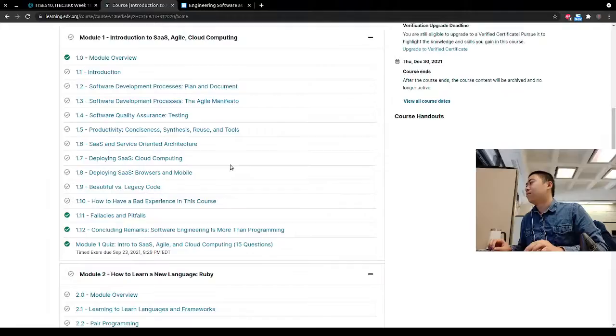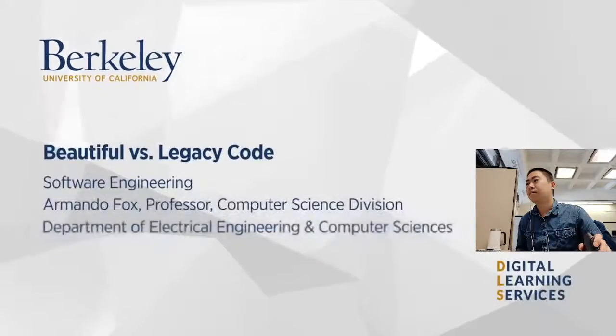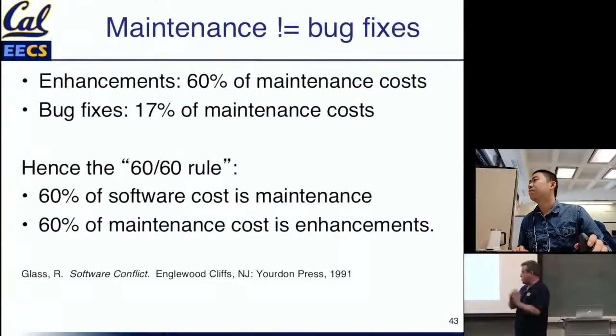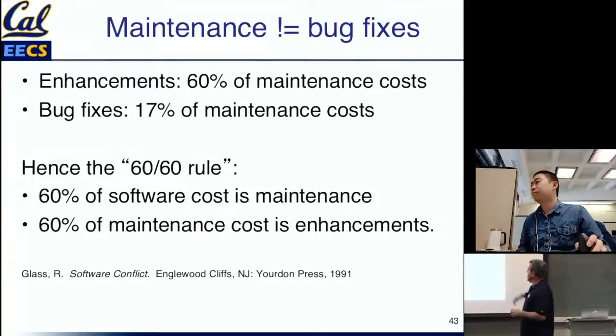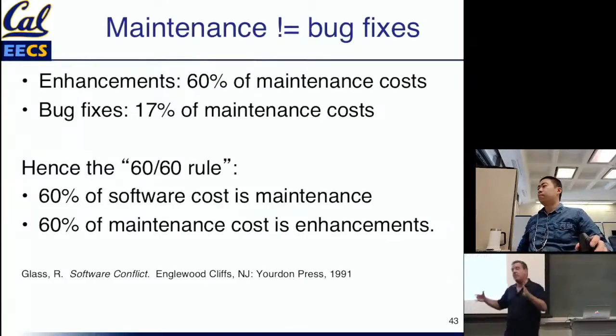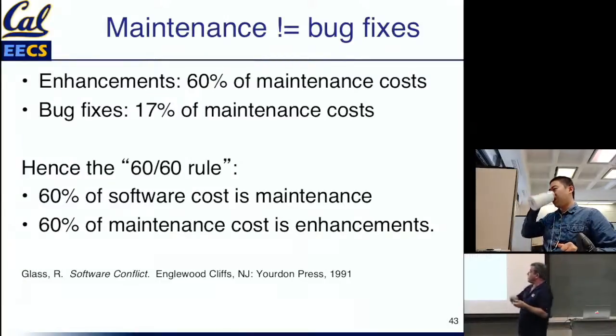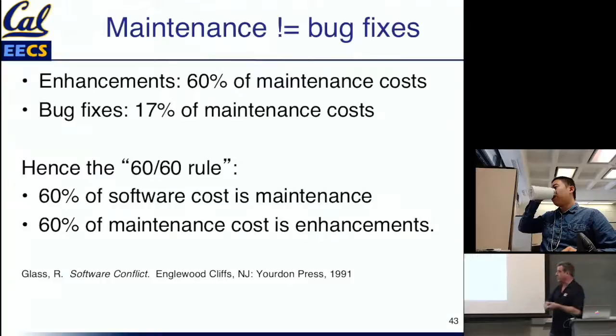Let's get started with legacy code. This is the 60-60 rule, and it is well documented over 50 years of software projects. 60% of the cost of maintenance is enhancements, and 60% of the total software cost is maintenance. So of the total budget for a software project, you'll spend almost two-thirds on maintenance, and of that maintenance, almost two-thirds is enhancements to add new functionality or update things, as opposed to actually fixing bugs. In fact, bug fixing is only 17% on average across many projects of the maintenance costs.